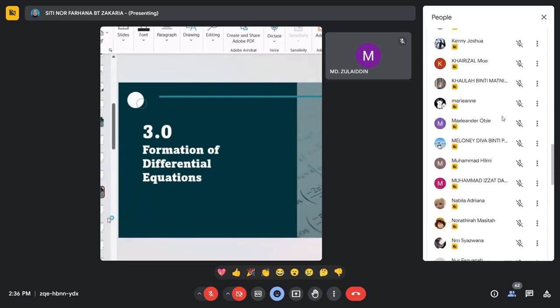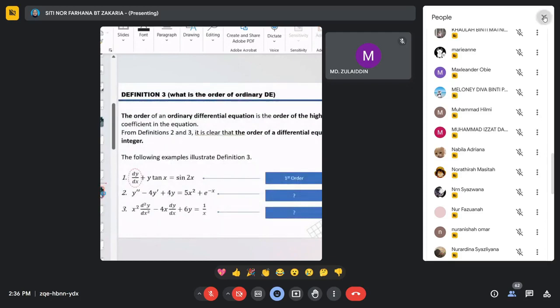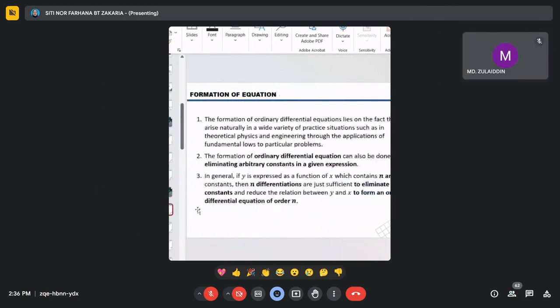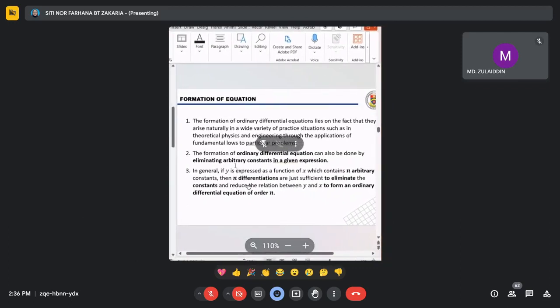Next, formation of differential equations. How do you generate a differential equation? The sentence is long, so you can read it one by one. I will take the important words only. The formation of an ordinary differential equation can also be done by eliminating arbitrary constants in a given expression. Do you know what an arbitrary constant is?